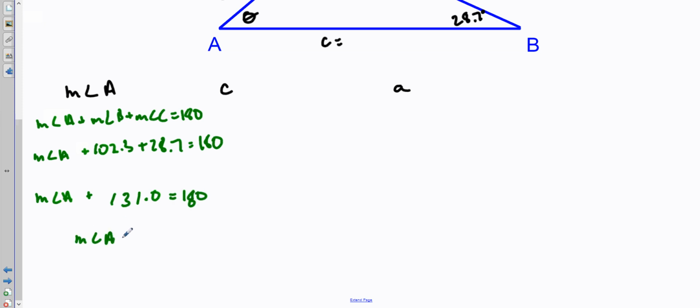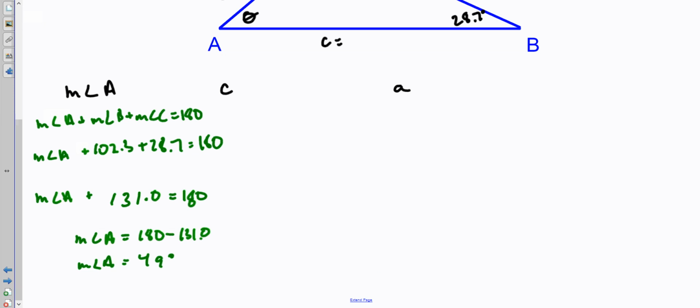We can find the measure of angle A pretty easily. 180 minus 131 is going to equal 49 degrees. And that's what we have right there.